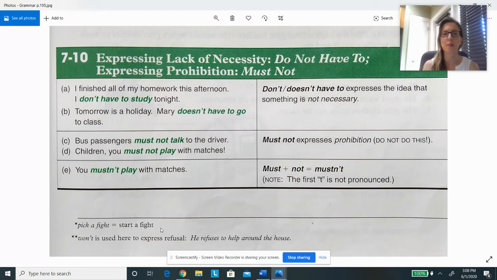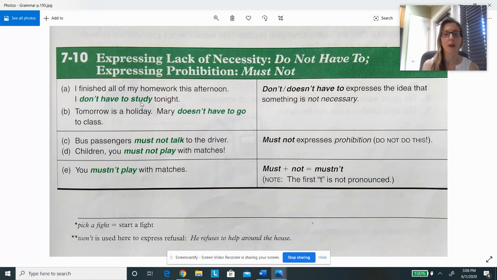Let's look at the examples. I finished all of my homework this afternoon. I don't have to study tonight. Tomorrow is a holiday. Mary doesn't have to go to class. Okay, so in both of these situations, the work is done or there is not a need to do something. So something is unnecessary. So we're using a negative, don't or doesn't, subject-verb agreement. And then have to is your modal and then your base verb.